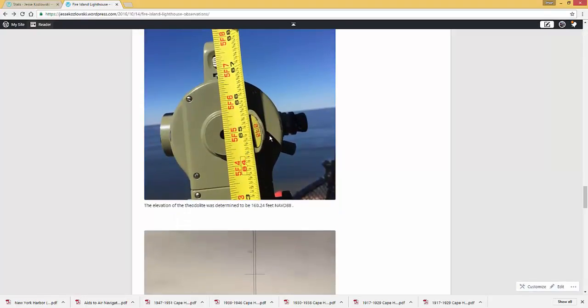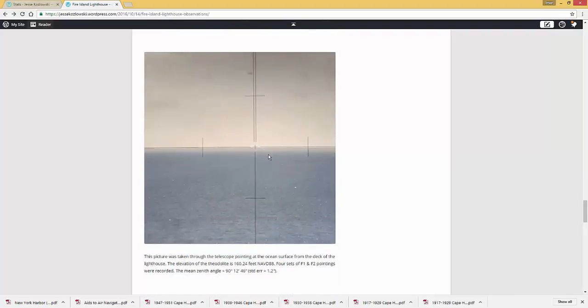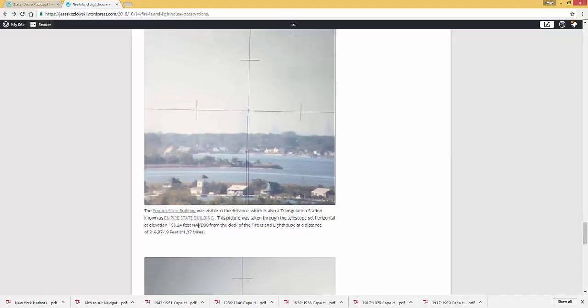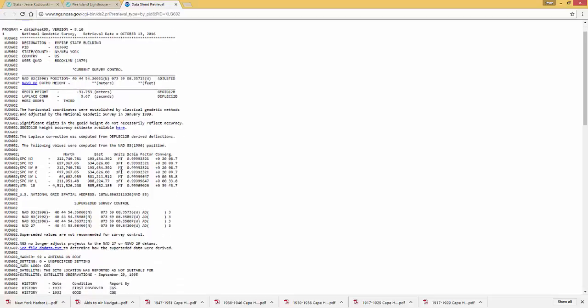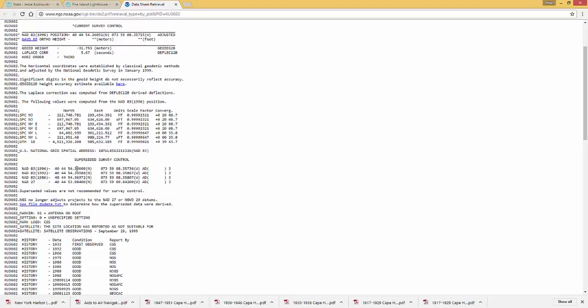Getting my height above the deck, I recorded 4 sets of zenith angles to the ocean surface. And there's my zenith angle, standard error. Then I could see the Empire State Building, and that is also a triangulation station, as you saw on the map. Here's the position. You can get any flavor of coordinates you want: State Plane, New Jersey; State Plane, New York East Zone; or Long Island, etc.